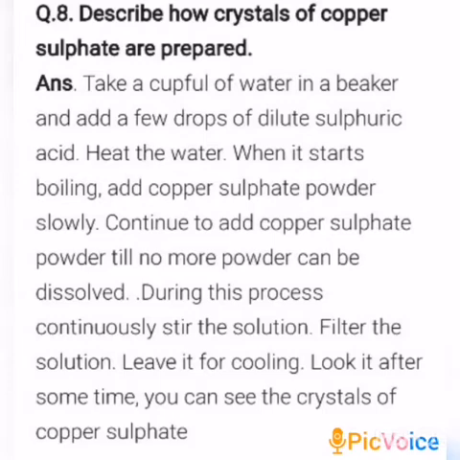8th question. Describe how crystals of copper sulphate are prepared. Write the answer, children. Take a cupful of water in a beaker and add a few drops of dilute sulphuric acid. Heat the water. When it starts boiling, add copper sulphate powder slowly. Continue to add copper sulphate powder till no more powder can be dissolved. That means up to the saturation level.